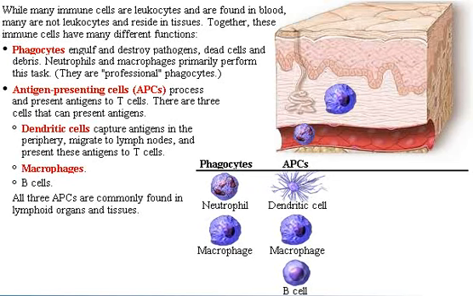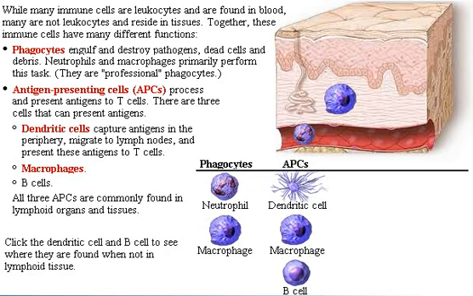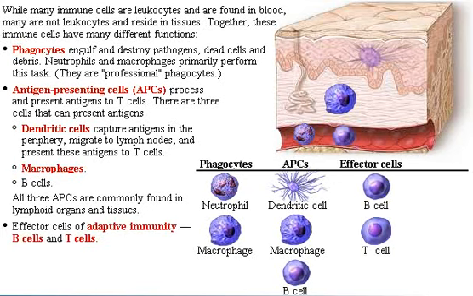All 3 APCs are commonly found in lymphoid organs and tissues. Click the dendritic cell and B cell to see where they are found when they are not in lymphoid tissue. A third group of immune cells consist of the effector cells of adaptive immunity, the B cells and T cells that were introduced in Topic 1 and which will be discussed in detail in Topics 4 through 6. Click the T cell to see where it is found.